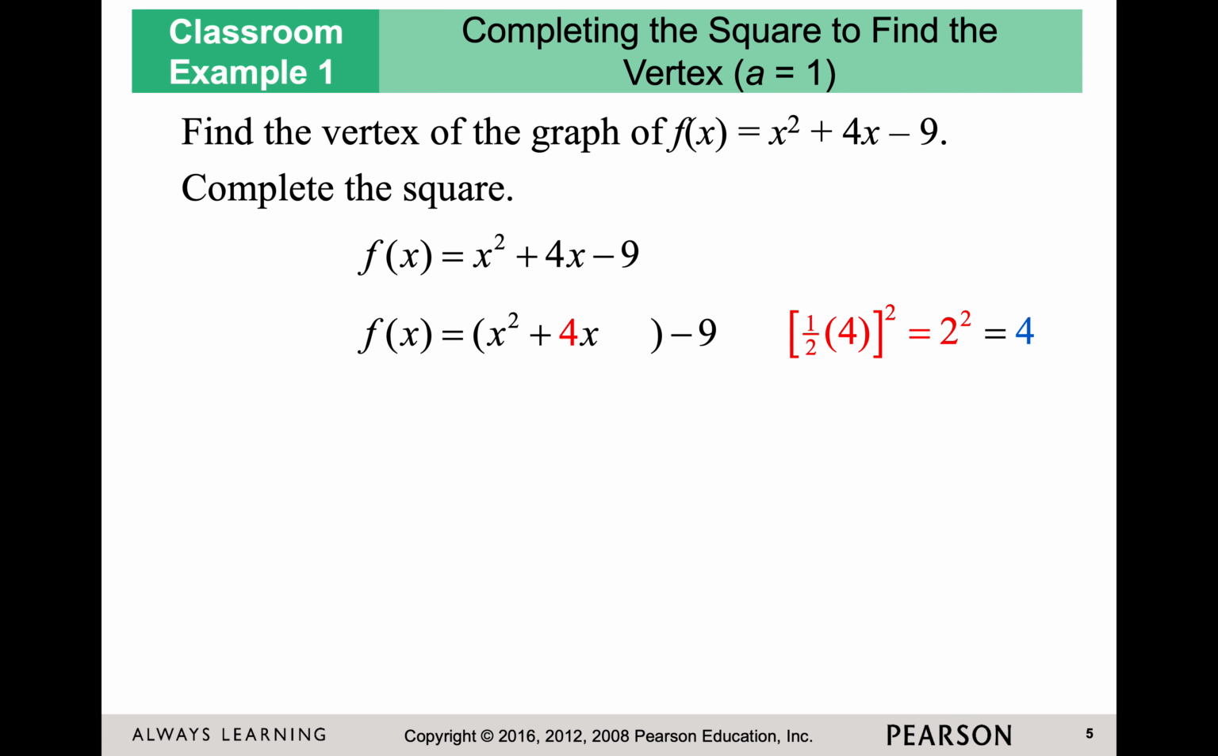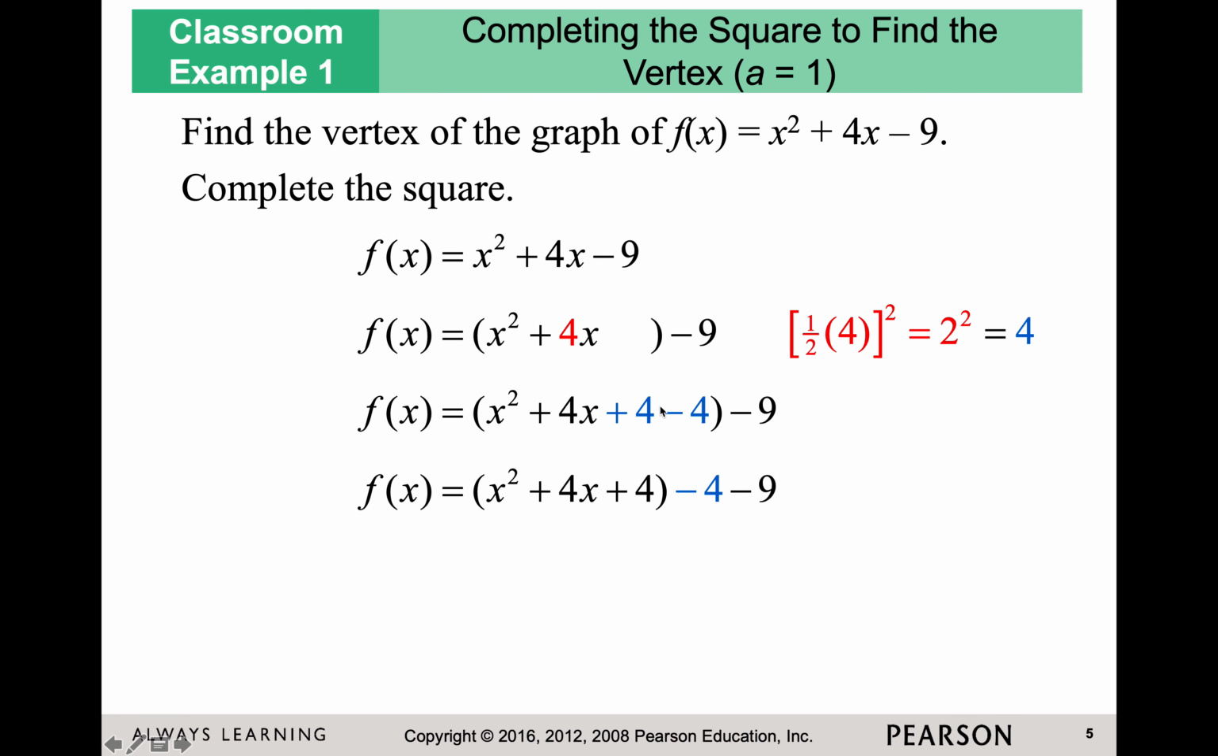So that gives me 4 again. It's not always going to work out where you get 4 again. It's the same process though. The number divided by 2 and then square it. You add that value inside of the parentheses. And then to keep it balanced, I'm going to subtract that value outside of the parentheses. So 4 minus 4 is 0. So I really didn't do anything here that is not okay with balancing the equation.